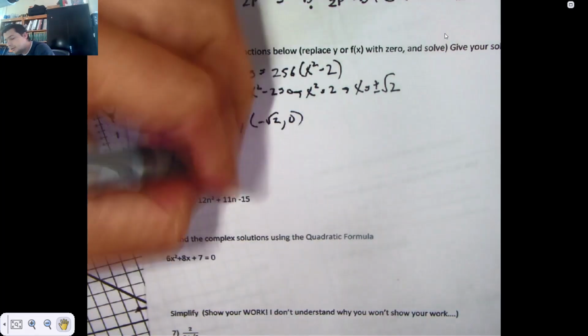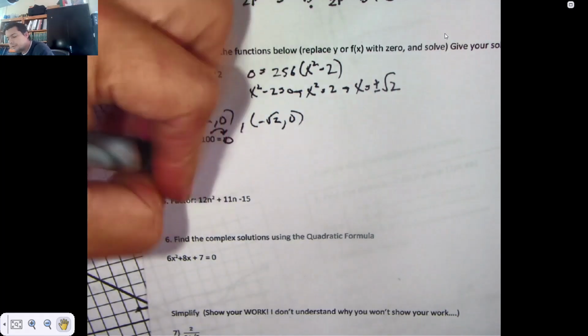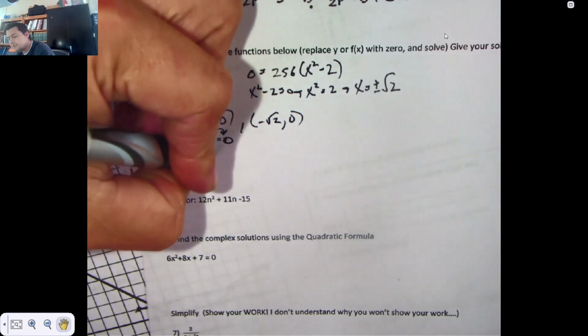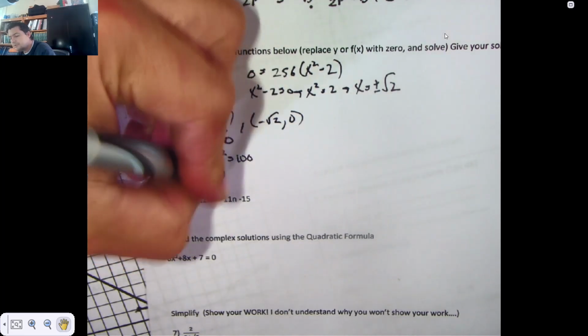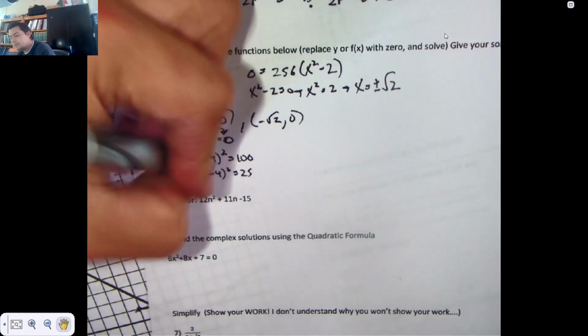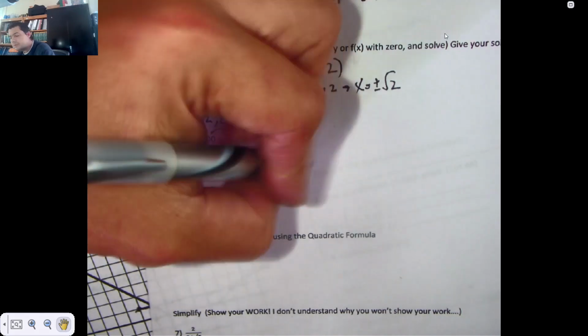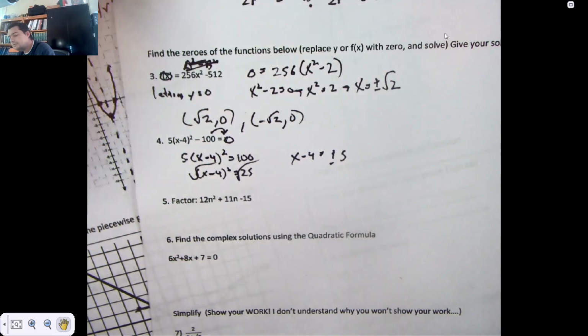Moving on to 4, that y becomes a 0. I shift the 100 over. 5 times x minus 4 squared is 100. I divide by 5. X minus 4 squared is 25. I counteract squaring by square rooting. The square root of x minus 4 squared is x minus 4. The square root of 25 would be plus or minus 5.